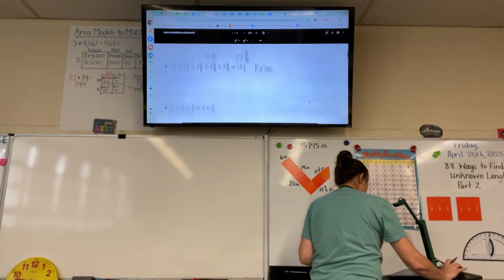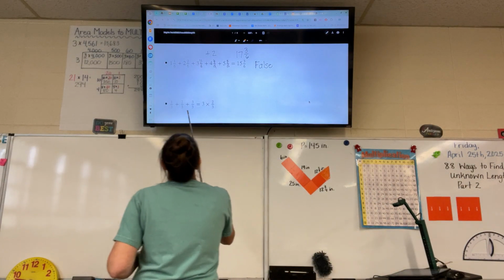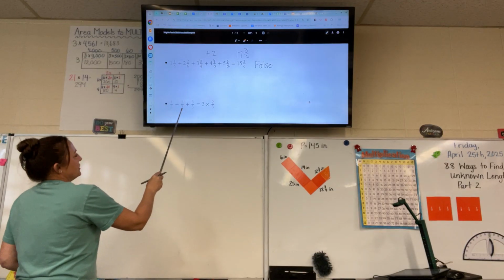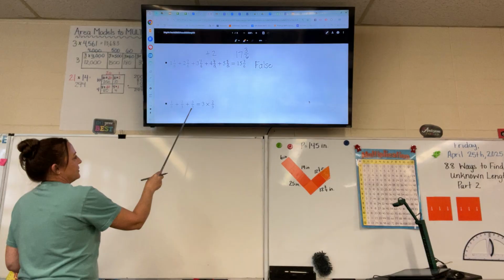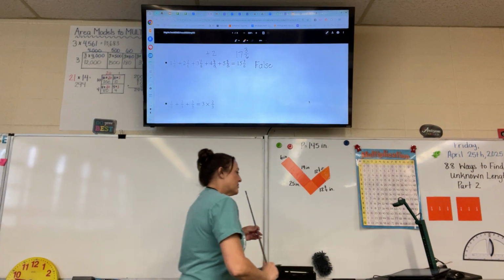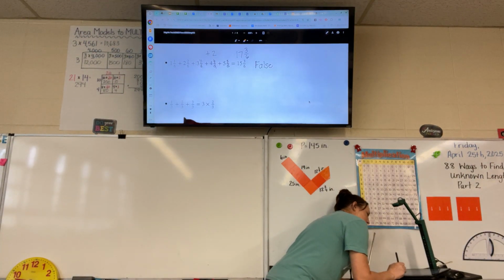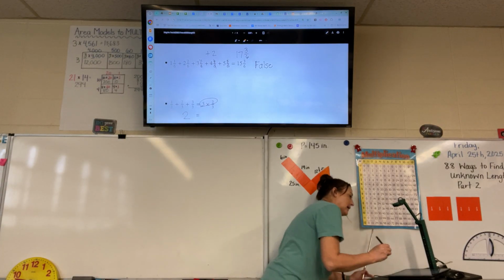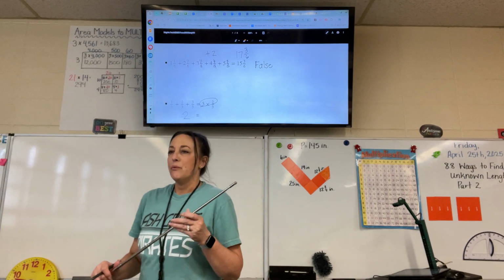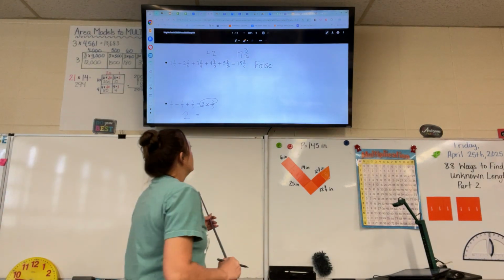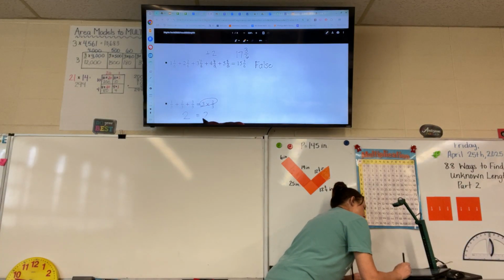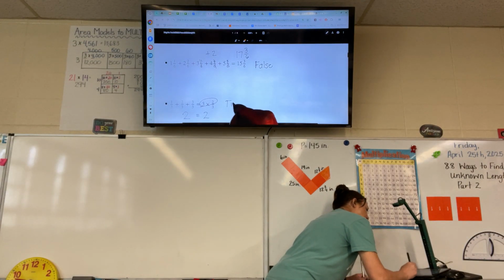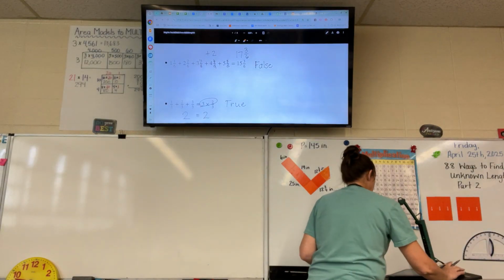Okay. Last one. 1/3 plus 2/3, 3/3. And 3/3 plus 3/3, 6/3. So 6 divided by 3 equals 2 wholes. Okay. Then over here we have 3 times 2/3. What would that equal? 6/3, which is the same as 2 wholes. So this one would be true. Okay. Very good.